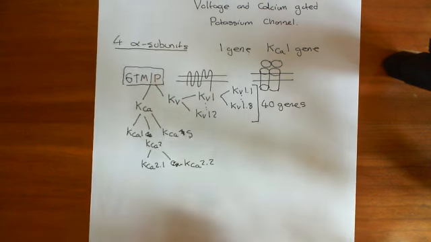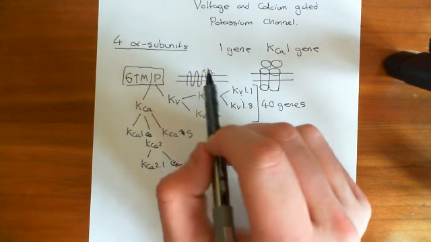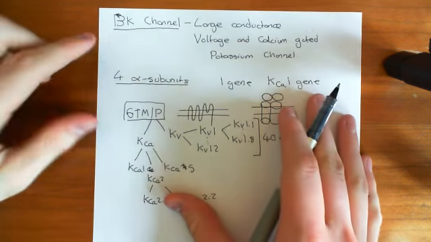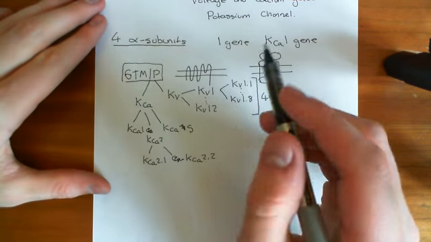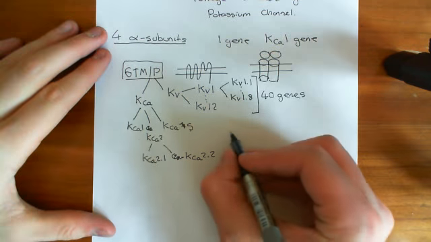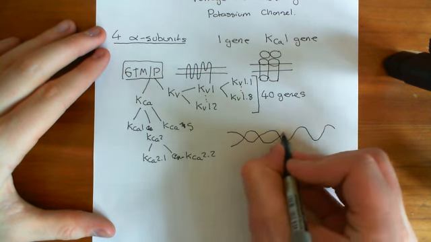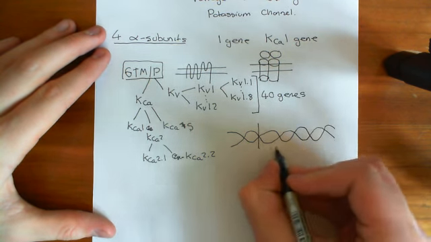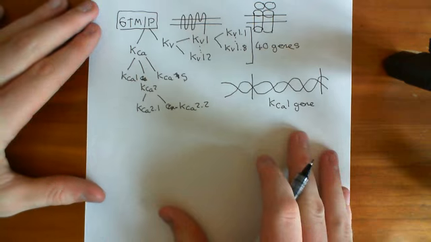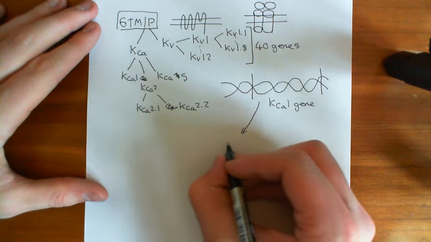So this one gene codes for this KCA1 alpha subunit, and 4 of those alpha subunits aggregate together to make a BK channel. Let me talk about the structure of the polypeptide which is made from one of these KCA1 genes. So let's draw the KCA1 gene. Here is a piece of DNA with the KCA1 gene on it. This codes for a polypeptide, so we make a polypeptide from this, which I will draw here.